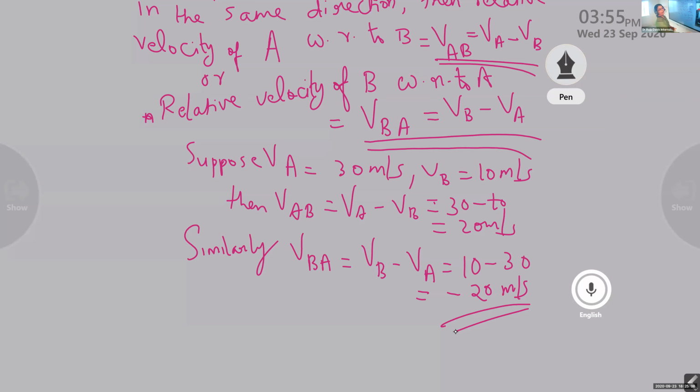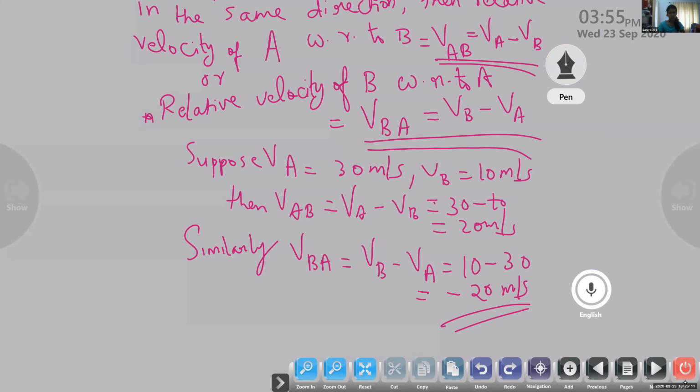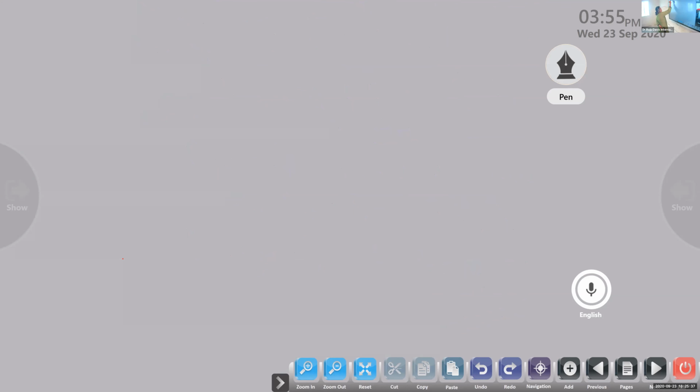Now there are some cases, because it's not necessary that A should be greater every time. Sometimes B should be greater, sometimes both should be equal. So in this case, there will be changes in the final outcome. Some will be negative, some will be zero, some will be positive. These are the cases we are going to discuss in terms of graph. So write down case 1, the special cases of relative velocity.